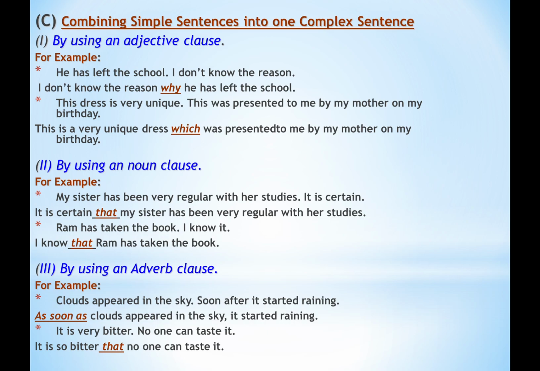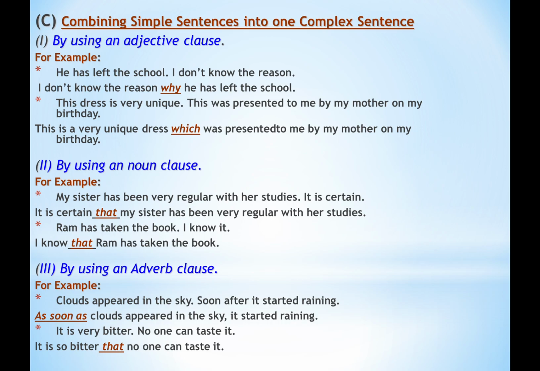Now, combining simple sentences into complex sentences by using an adjective clause. He has left the school. I don't know the reason. I don't know the reason why he has left the school. Here it is reason, why. This dress is very unique. This was presented to me by my mother on my birthday. This is a very unique dress which was presented to me by my mother on my birthday.